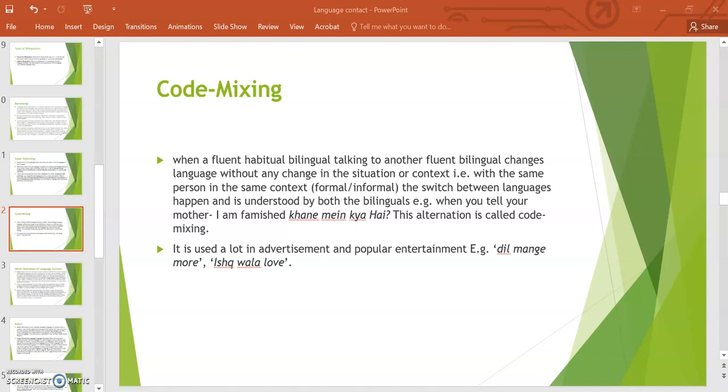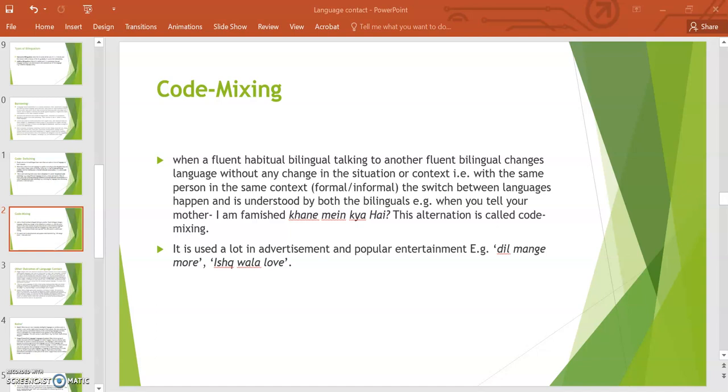It is used a lot in advertisement and popular entertainment. For example, Ye Dil Mange More or Ishq Wala Love. So why do we mix codes? Why do we do code mixing? Because we want to utilize the resources available to us in different languages in the given social context or interaction. For example, if it is making it more intense or drastic or emphasizing on the right sense of the utterance, it may happen because as bilinguals or multilinguals, we associate languages and words with different senses, meanings, categories, and usages.